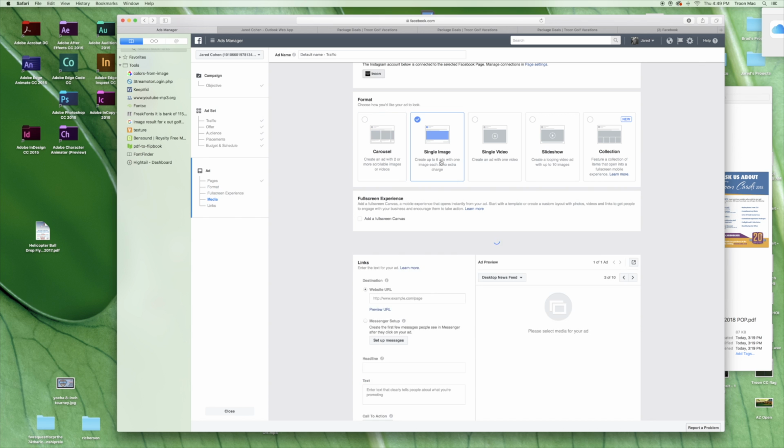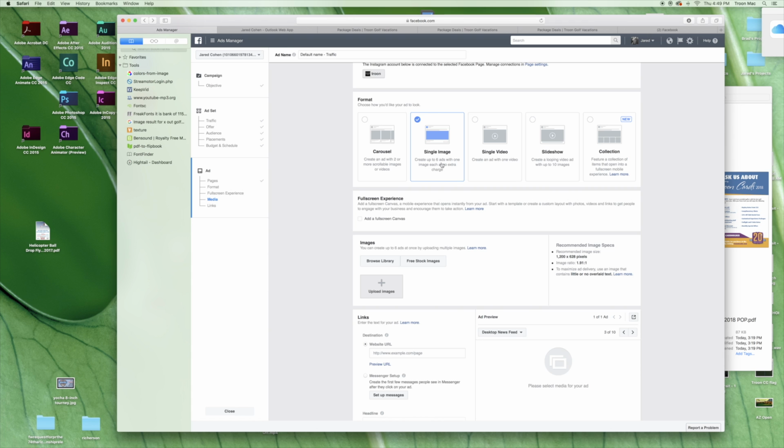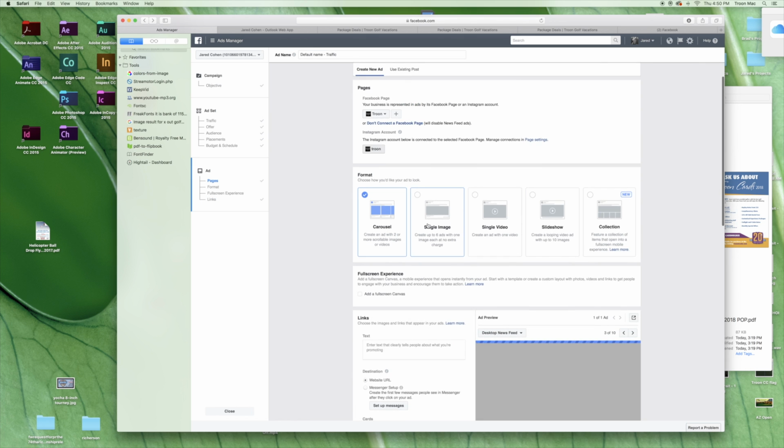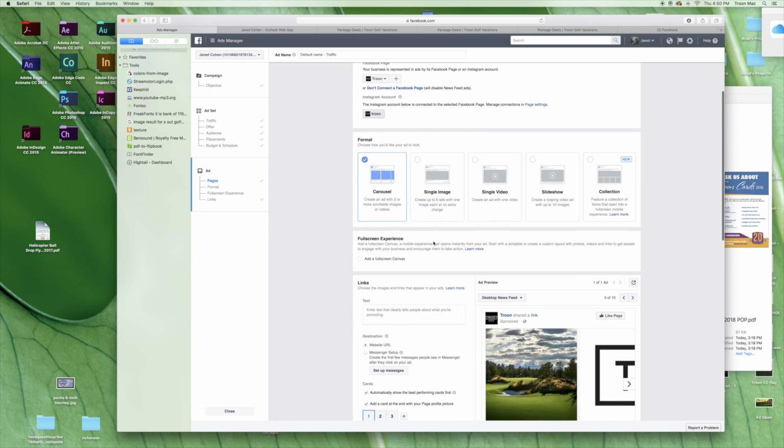If you wanted to do a single image, you can do different things as well. If you have a video, I highly recommend using videos with Facebook ads. You can also create a slideshow, which is up to, I believe it's 10 different images at once. And then there's this collection opportunity. I've never messed with that one. It's a new one. But I normally stick with either the video, the slideshow, or the carousel. And in this case, we're going to run the carousel ad today.